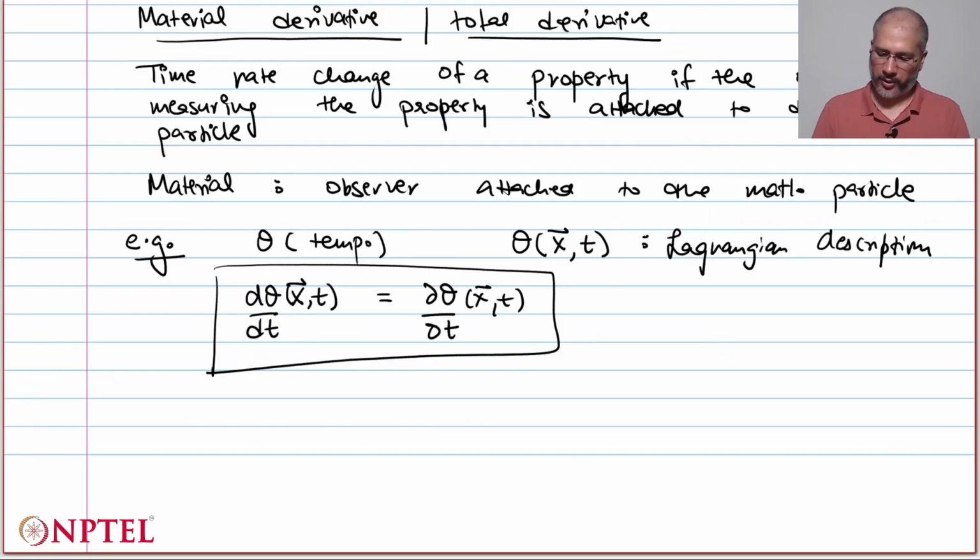So in the Lagrangian description of theta, the material derivative d theta by dt is simply partial theta by partial time. In many texts, you will notice that material derivative is also written as capital D by capital T of theta in this case. So that also refers to the material derivative.